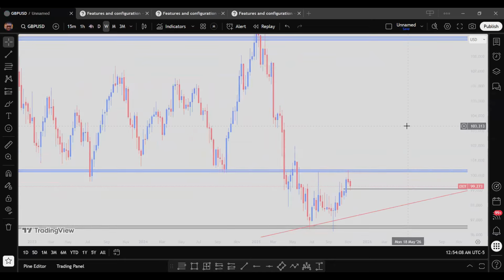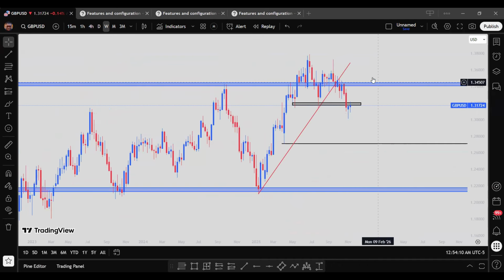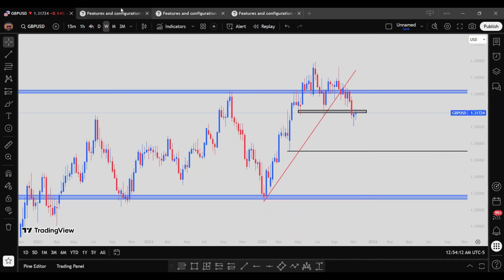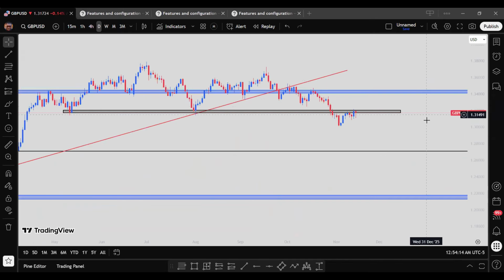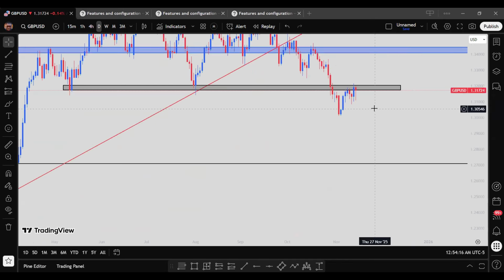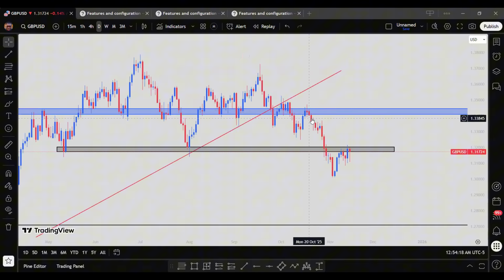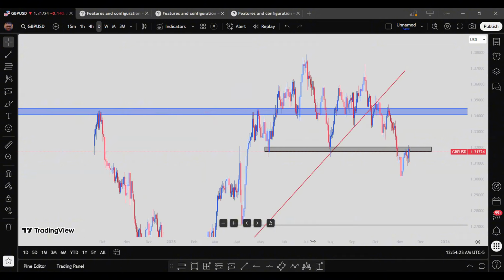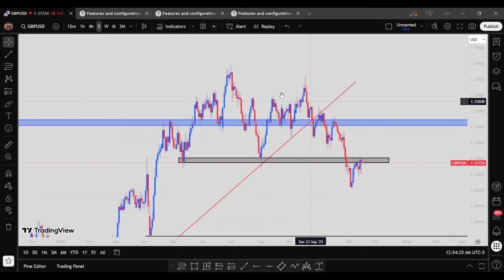So now let's talk about GBPUSD. My first trade on GBPUSD was around this level here, and I'm looking to get into the second trade after we have a break and retest of this level. We can clearly see that this was a core high, and we have the neckline here. We have a break of this level, which was the neckline, and we have a retest of it.